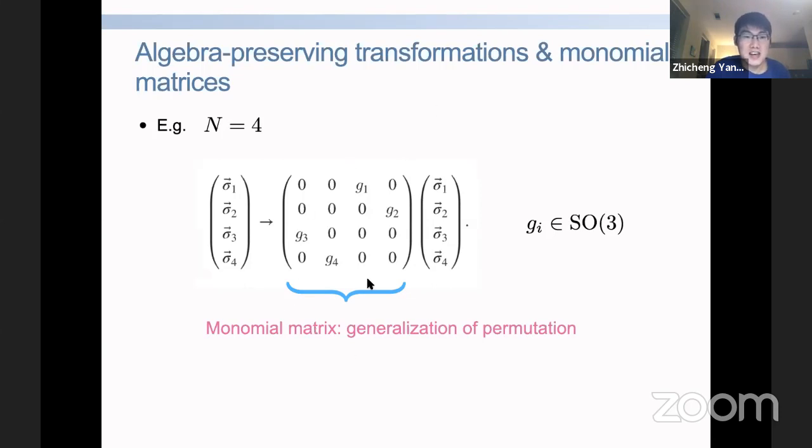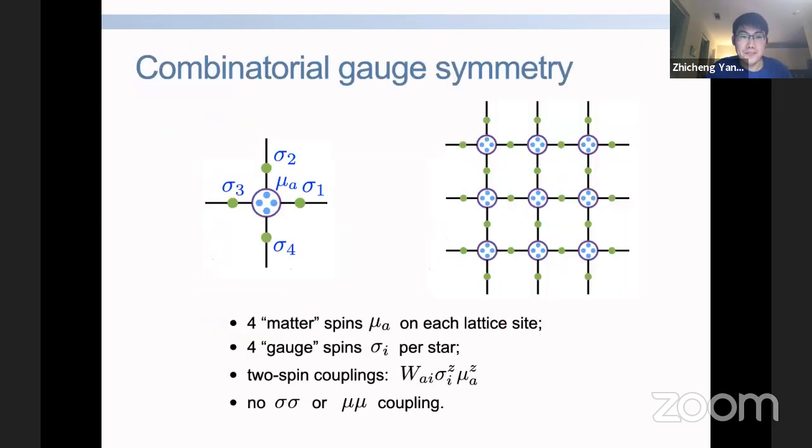And this matrix actually has a name. It's known as a monomial matrix, which is basically some sort of generalization of permutation, because for permutations all these G's are basically 1. Indeed, you can view a monomial matrix as a semi-direct product of the diagonal matrix G1, G2, G3, and G4 and the permutation group.